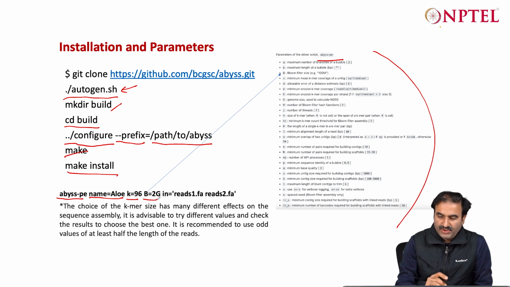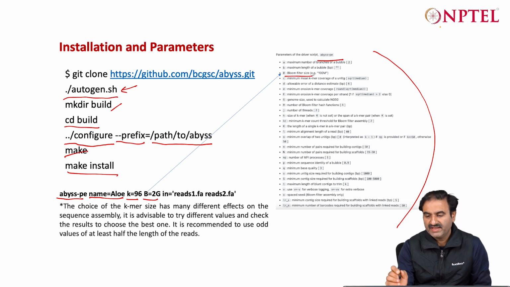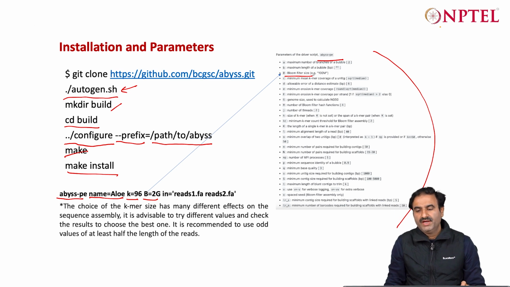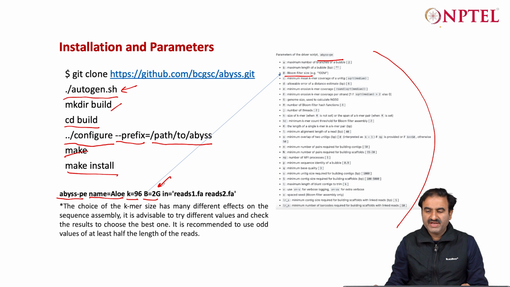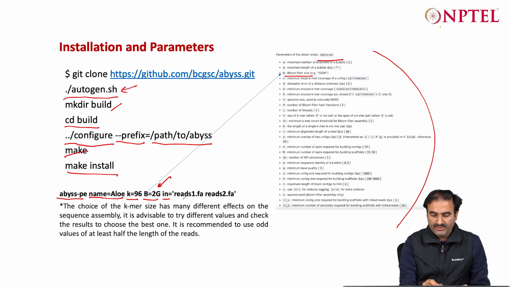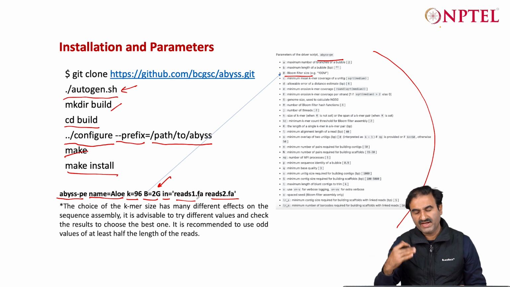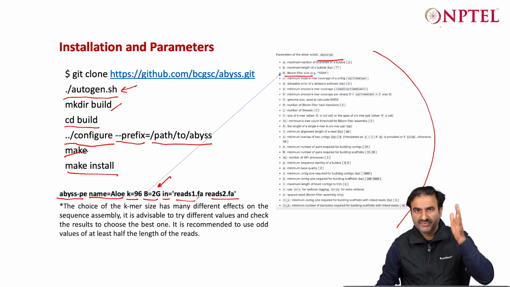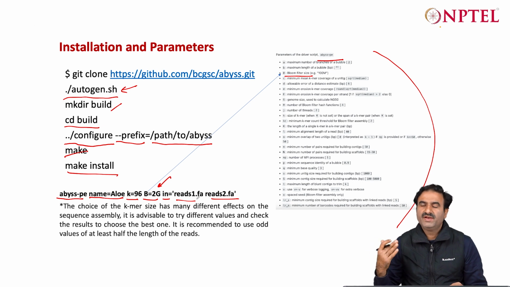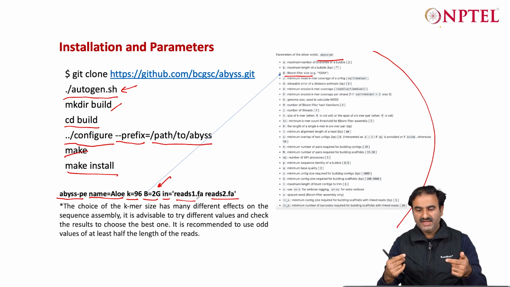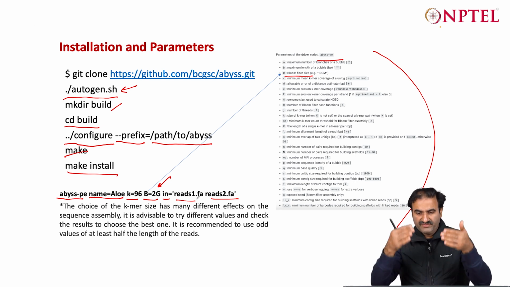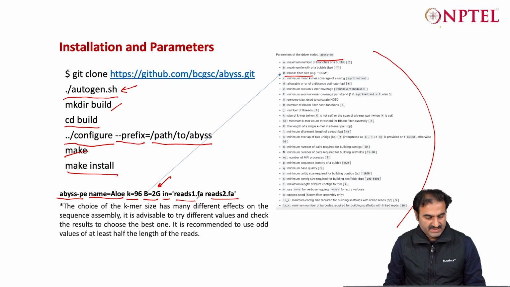Then b=2G, which sets the Bloom filter size, that means the hash size. It depends upon your RAM, and you can use any of these. Here it is 2G, that means 2 GB. And in=read1 and read2, that means the forward and reverse reads, the paired end reads: the forward read file containing multi-FASTA sequences of the forward reads and the corresponding reverse reads multi-FASTA. The two files should have all the sequences, and the number of reads in the two files should be the same.